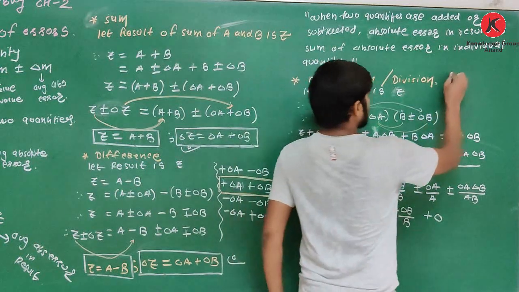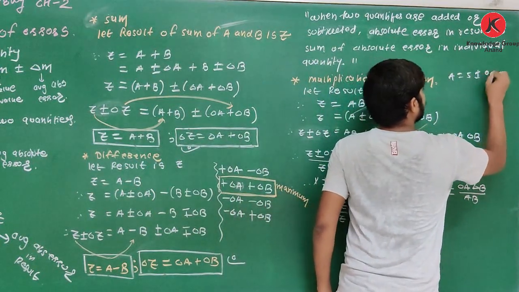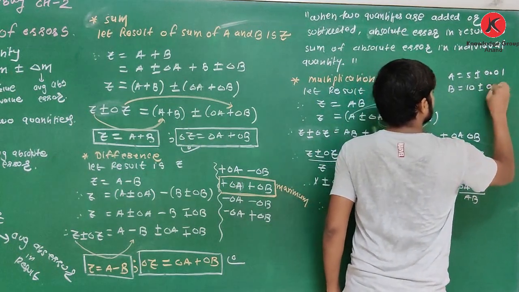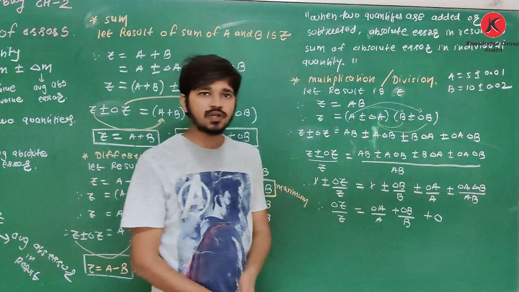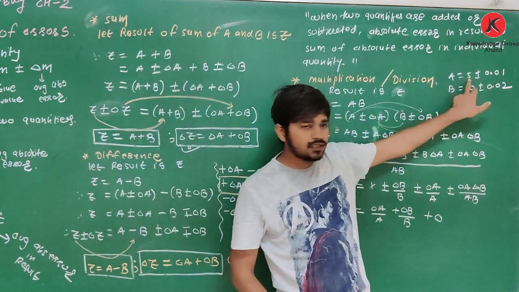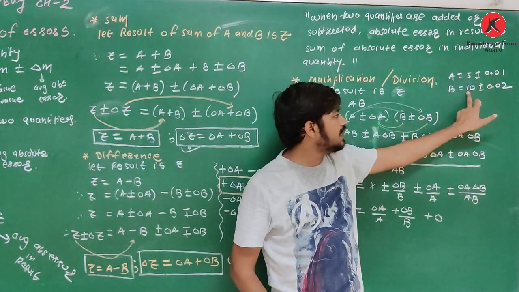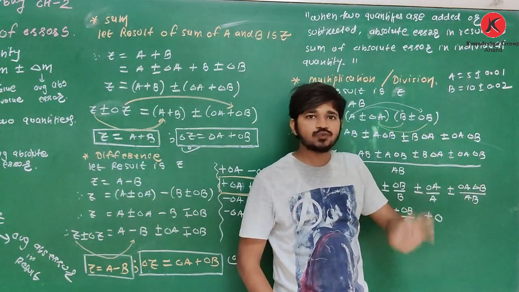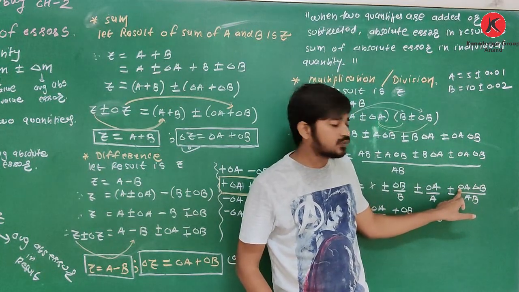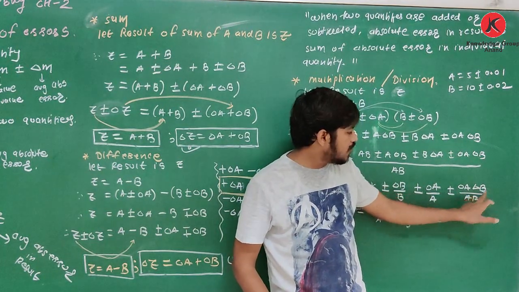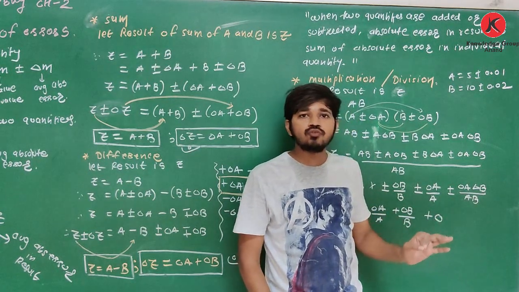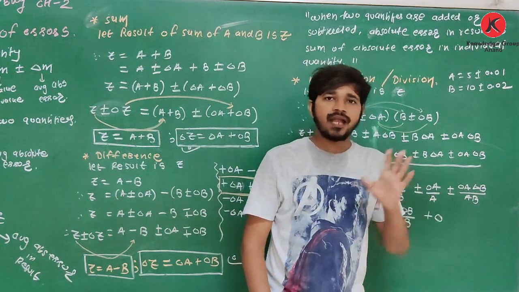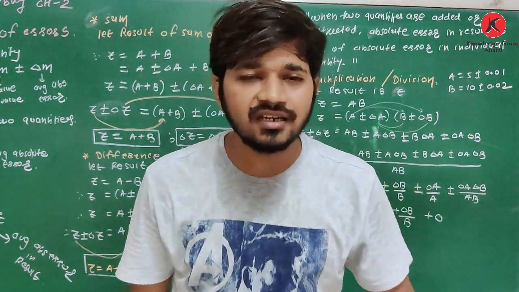If I say A is equal to 5 plus or minus 0.01, and B is equal to 10 plus or minus 0.02, yes or no? Then here it is A delta A, B delta B. Now delta A delta B upon AB, find this value. Delta A means 0.01, delta B means 0.02, divided by 5 into 10. You will get your answer very small, that is nearly 0. Clear about this?